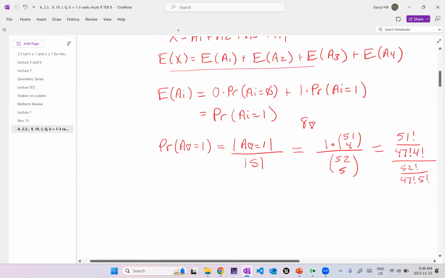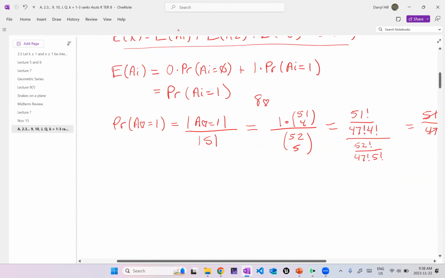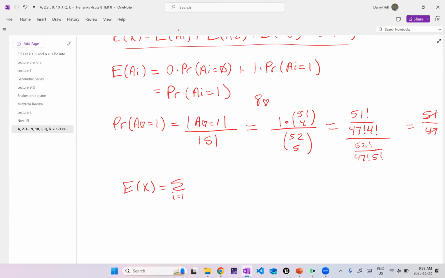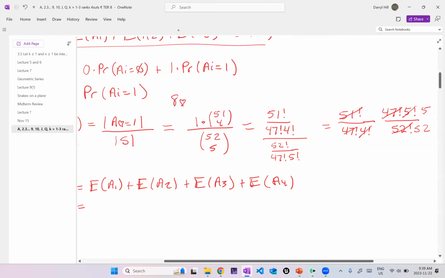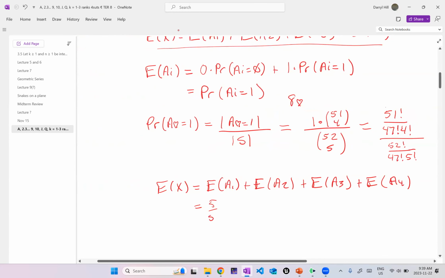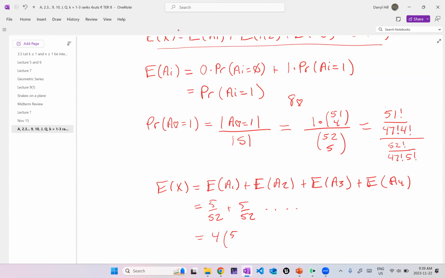But now my expected value of X is equal to the sum of 4 of these. Right, so if I rewrite that, it doesn't matter. So let's just write it out. A1 plus A2 plus A3 plus A4. These are all the same. These are all 5 over 52. That is equal to 4 times 5 over 52, which is equal to 20 over 52. And if you divide that by 4, you get 5 over 13.